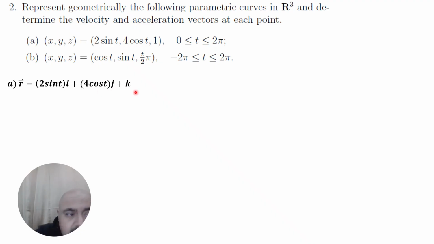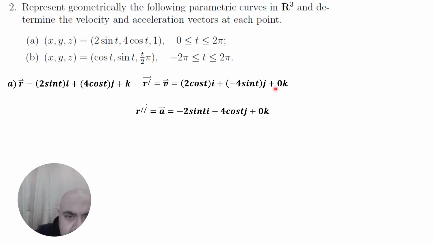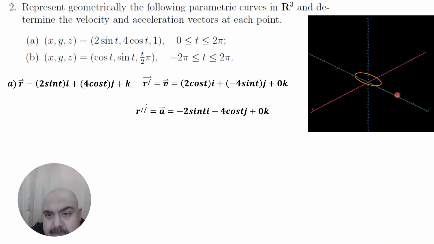So once more, this is r: 2 sine t in i and 4 cosine t in j and k. So if I want to differentiate once more, it's going to be 2 cosine t in i plus negative 4 sine t in the direction of j and 0, as you can see. Differentiating more, this is going to be r double dash. So once more differentiating 2 cosine t, it's going to be negative 2 sine t, and negative 4 sine t is going to be negative 4 cosine t, and 0 in the k direction. And that's the shape that we are talking about. As I told you, this is x, y, and z, and that's at z equal to 1. It's a representation of an ellipse.